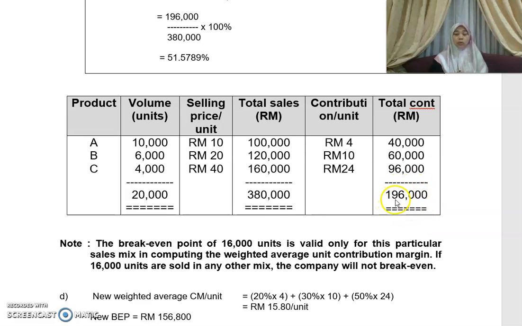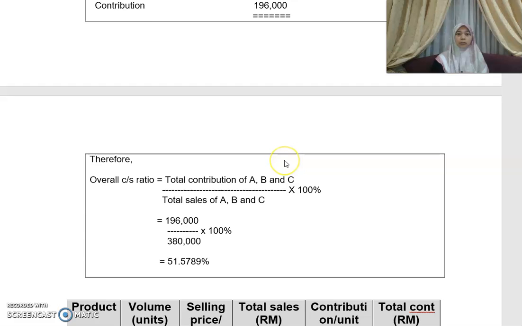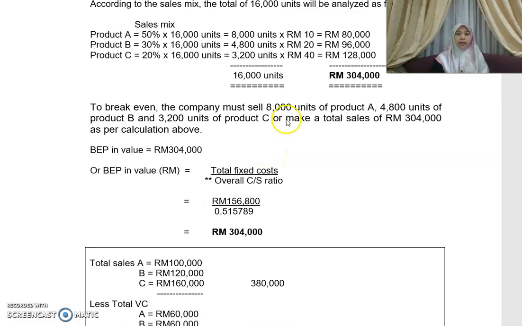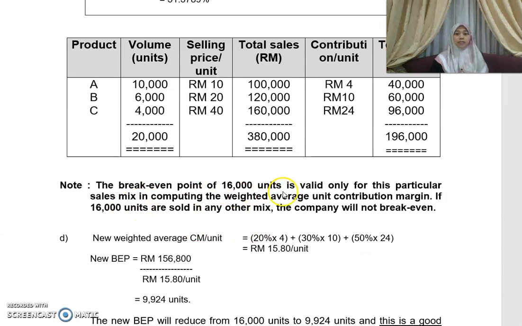So CS ratio will be total contribution divided by S, your total sales. So that will be 196 divided by 380. If you times it with 100, gives you 51.5789%. So you put into the formula the total fixed cost divided by your overall CS ratio, and that will give you 304,000 ringgit again. Either you do it this way or you can straight away use the formula to get your BEP in value. Okay, so the break-even point of 16,000 units is valid only for that particular sales mix.